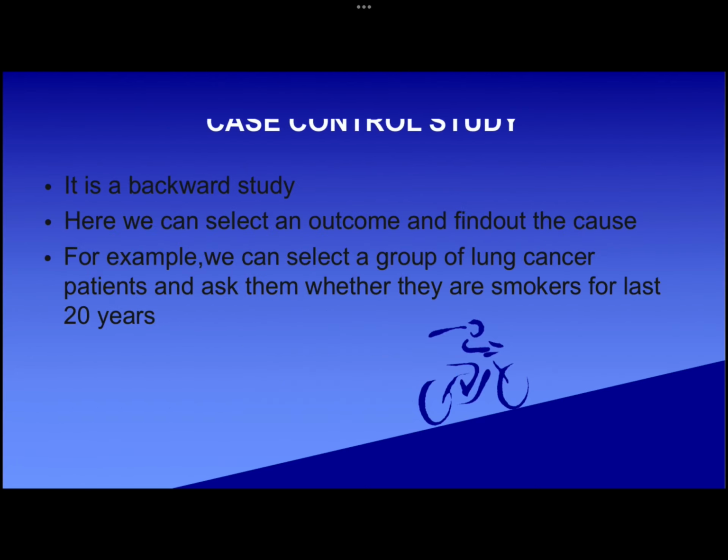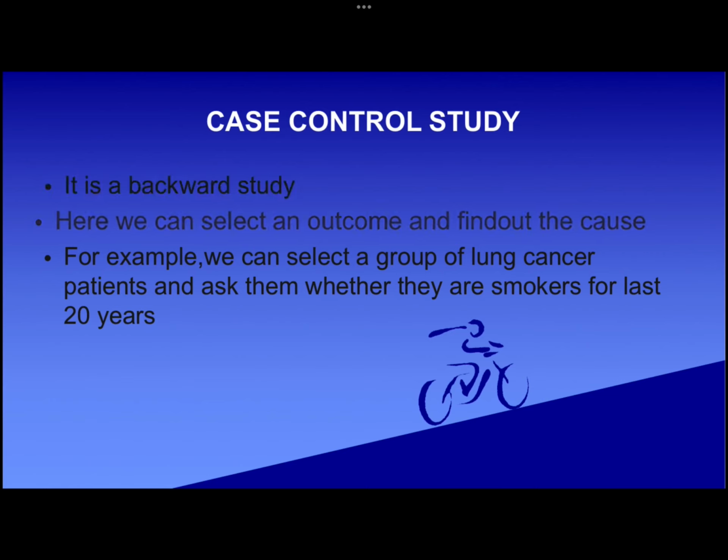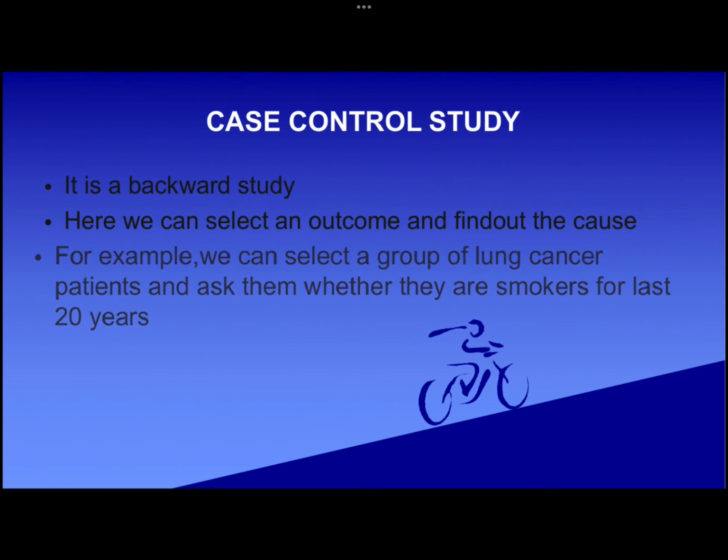Next component is case control study. It is a backward study. Here we can select an outcome and find out the cause. For example, we can select a group of lung cancer patients and ask them whether they have been smokers for the last 20 years.